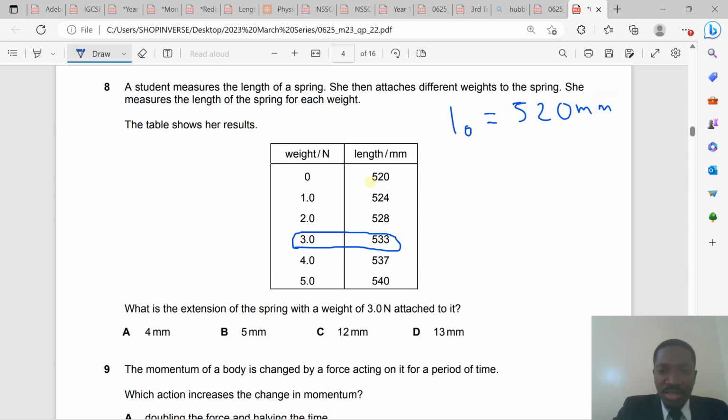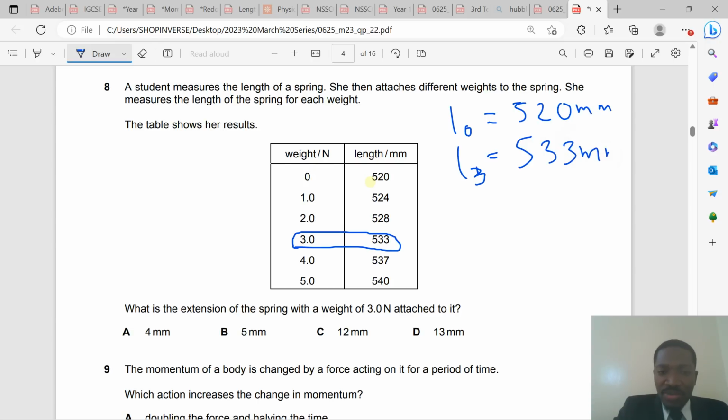And when you are increasing the force, when the force is 3 Newton, let's call this our L1, or we can call it our L3 if you want absolute distinction. So our L3, that's the length when the force was 3 Newton, is 533 millimeter.